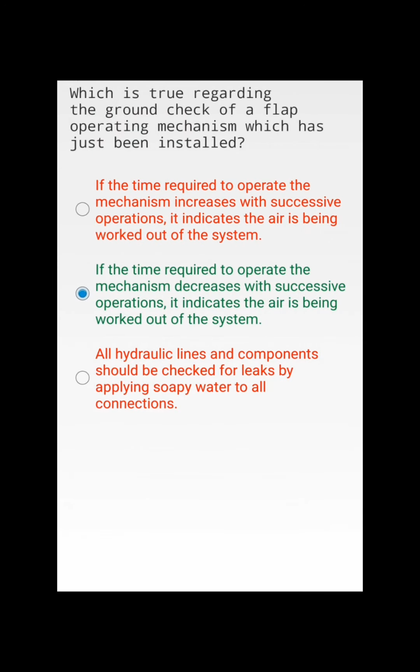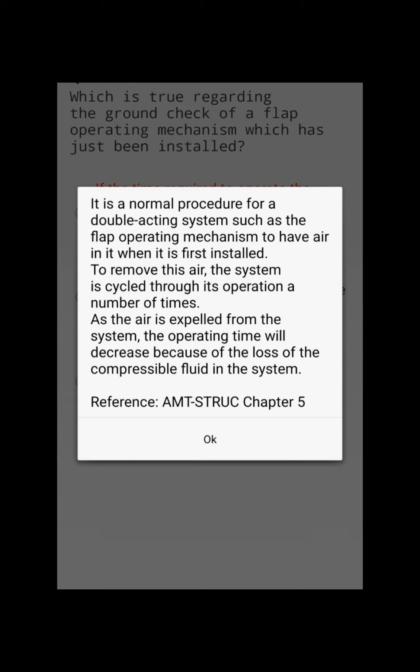Which is true regarding the ground check of a flap operating mechanism which has just been installed? If the time required to operate the mechanism decreases with successive operations, it indicates the air is being worked out of the system. It is a normal procedure for a double-acting system, such as the flap operating mechanism, to have air in it when it is first installed. To remove this air, the system is cycled through its operation a number of times. As the air is expelled from the system, the operating time will decrease because of the loss of the compressible fluid in the system.